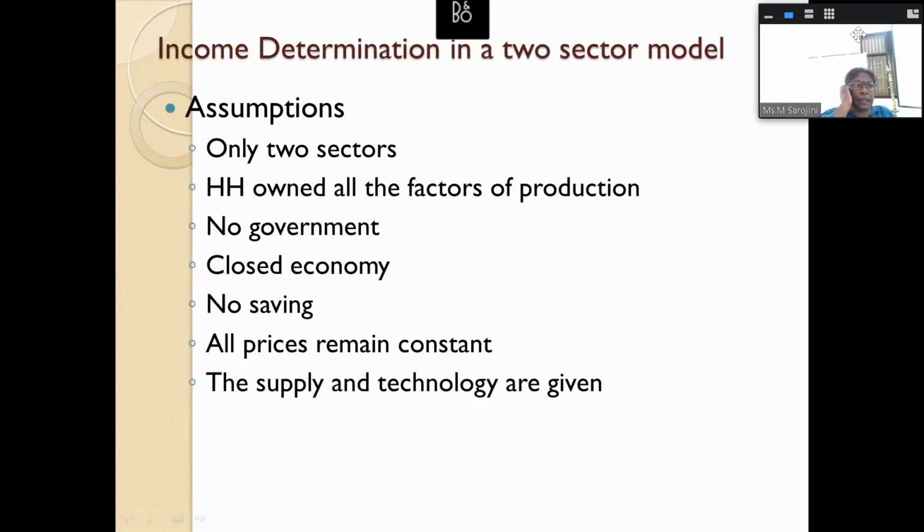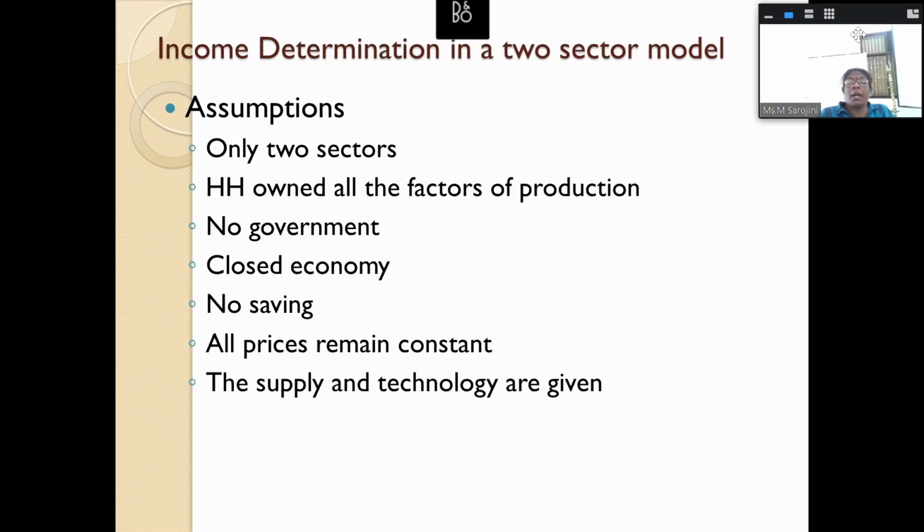And with these concepts related to the national income account determinations, we can move to the two-sector model again. To explain the two-sector model, we have to follow some assumptions. Here we assume only two sectors, the household sector as well as the firm sector. Households own all the factors of production. There are no government activities. Closed economy means there is no foreign intervention or external sector.